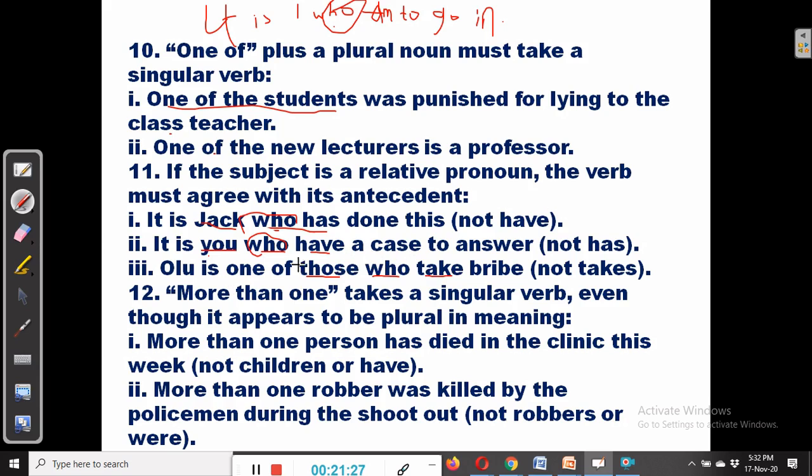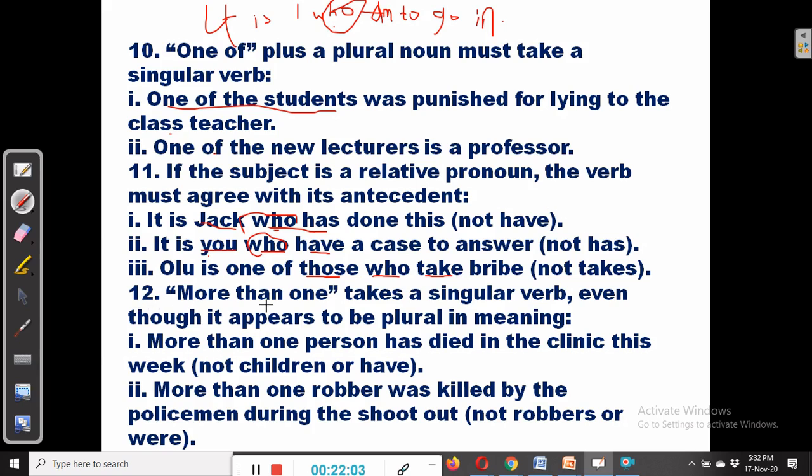Now, if you remove "those", if you say Olu is the one who takes bribe, because "one" here is singular. Or if you say it is Olu who takes bribe. But with "those", if you say Olu is one of those who take bribe, not "takes". So that is exactly how to get it right.